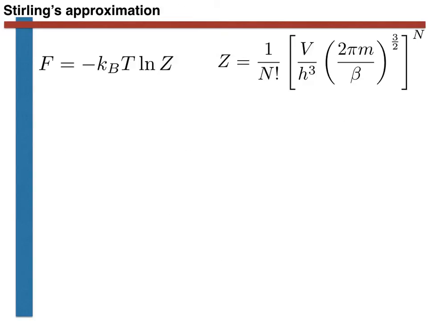Let's now show that introducing this factor of n factorial to the partition function does indeed resolve the Gibbs paradox with the free energy that we just showed. To do this, we are going to need to note that when we calculate the free energy from this revised partition function, you get the following.